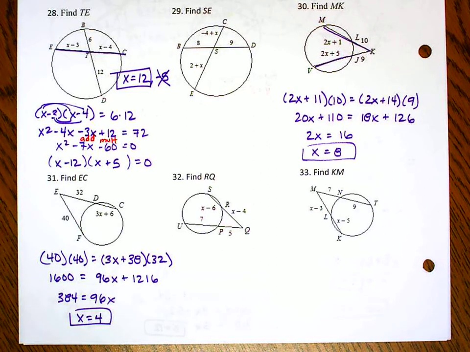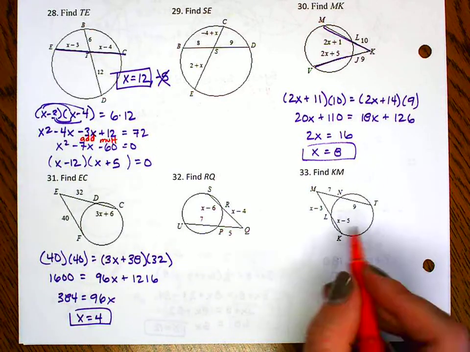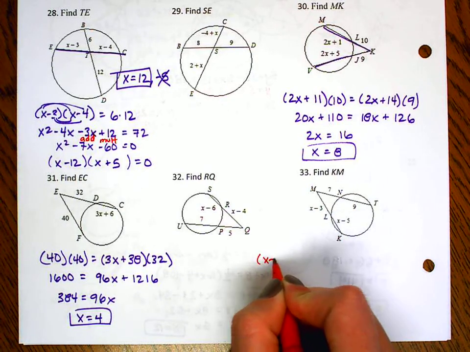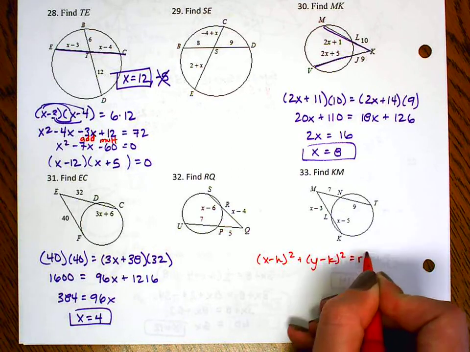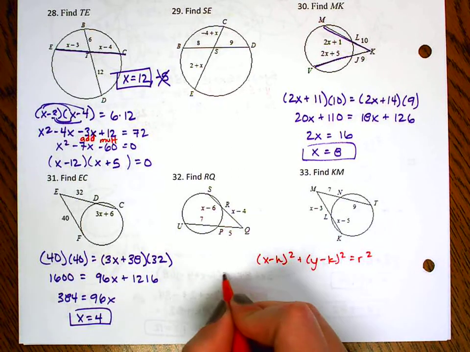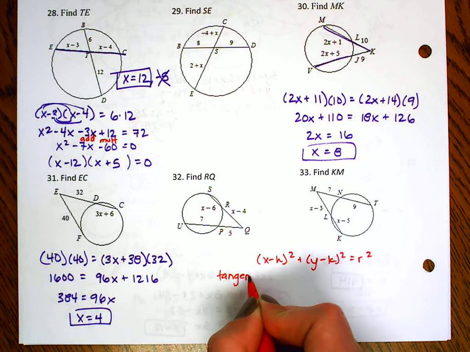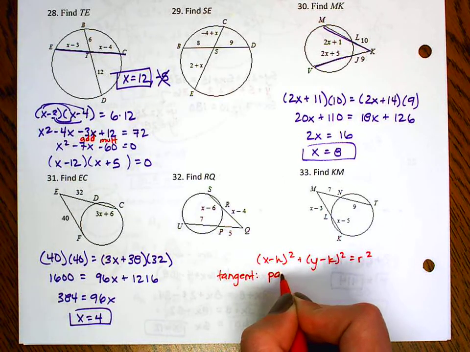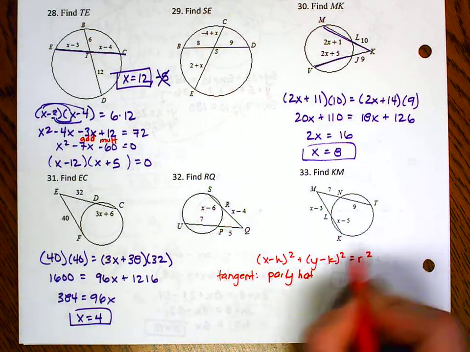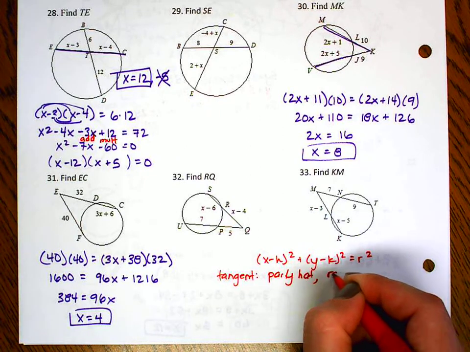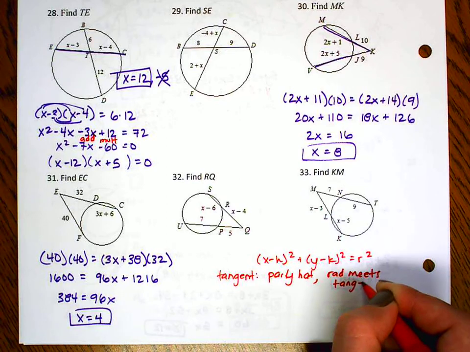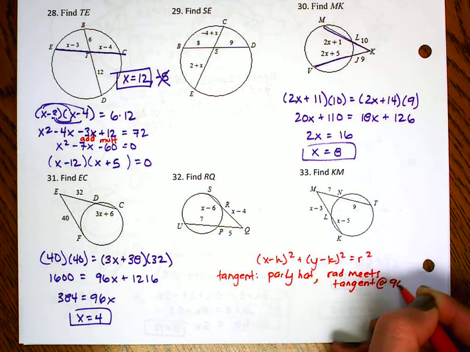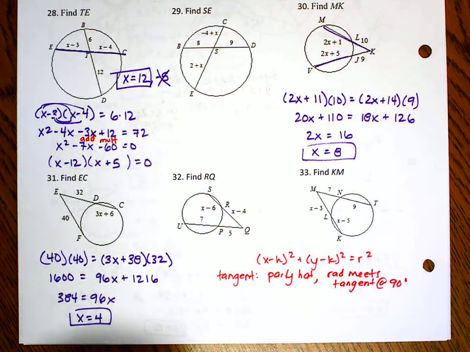Remember to memorize your formulas. Here's a quick recap of the formulas you should know. You should know the equation of a circle. You should know that we have 2 tangent rules. We've got party hat, and we have the radius meets a tangent at 90 degrees. We have some chord rules.